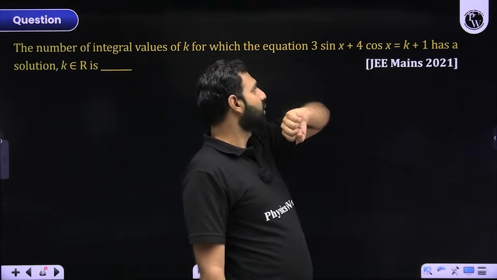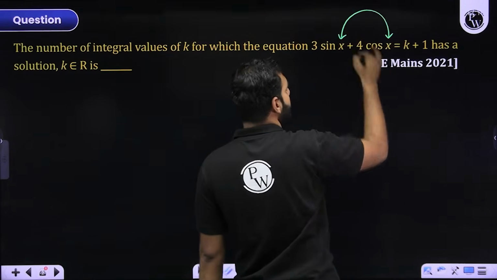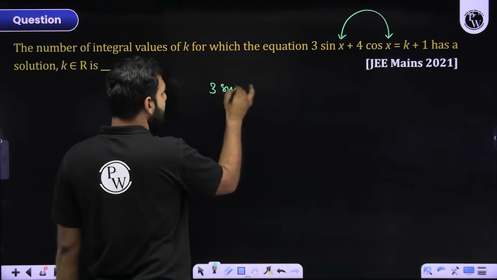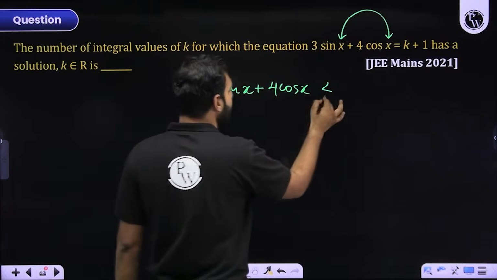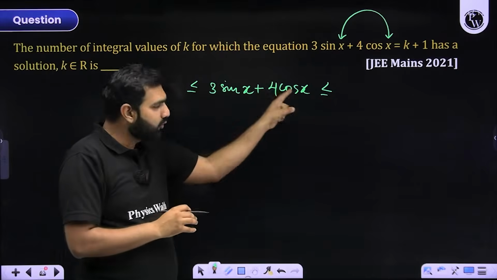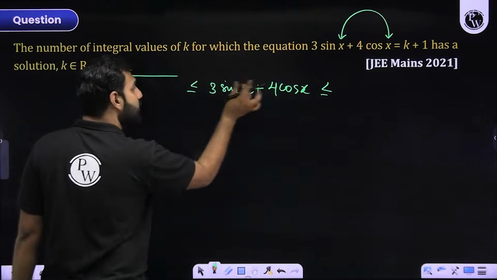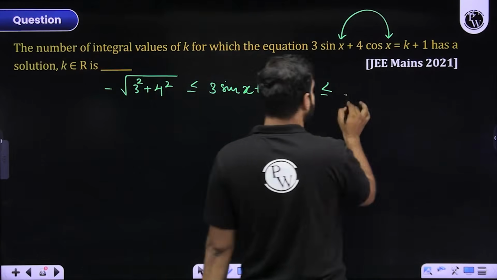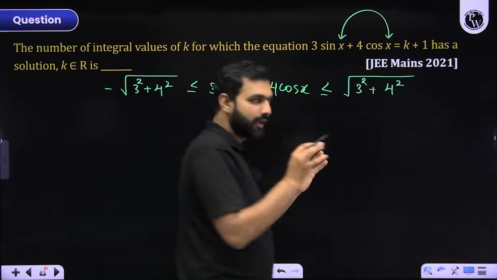So I'm given an expression 3 sin x plus 4 cos x. The constraint here is that this angle should be same. If this is the case, then what the concept says is that 3 sin x plus 4 cos x will always lie between negative of under root of the sum of the squares of 3 and 4, which is 3 square plus 4 square, and positive of under root of the sum of squares of 3 and 4. Did you get my point here?